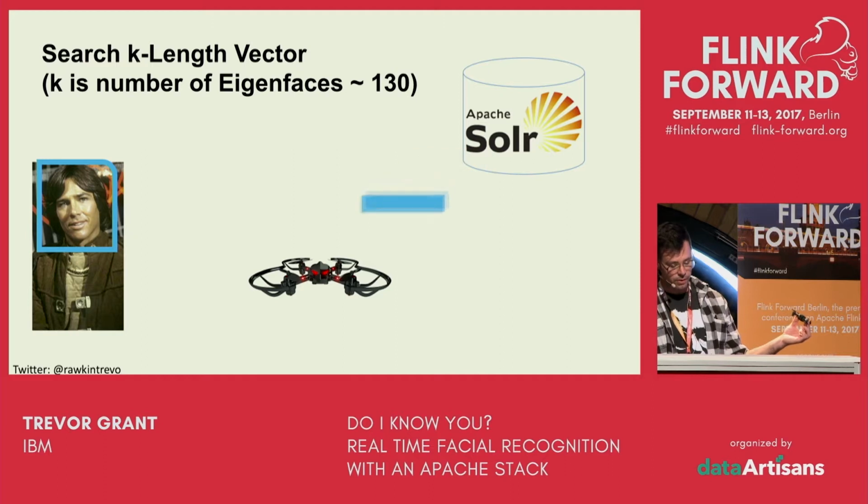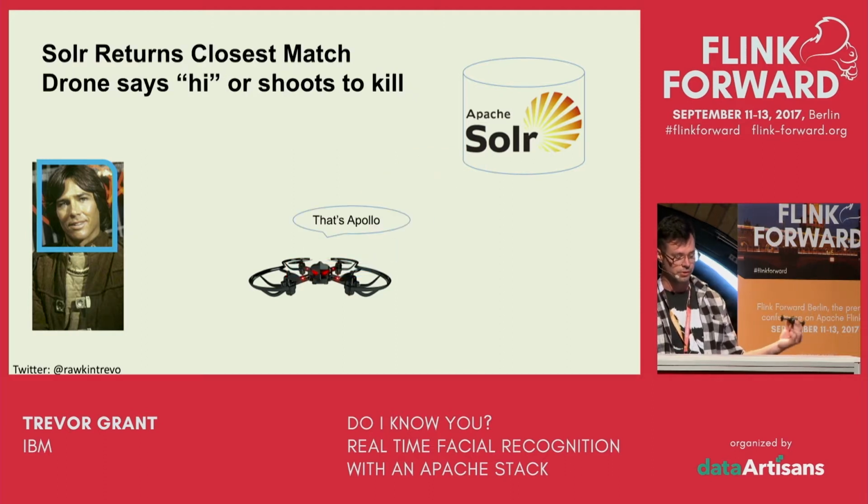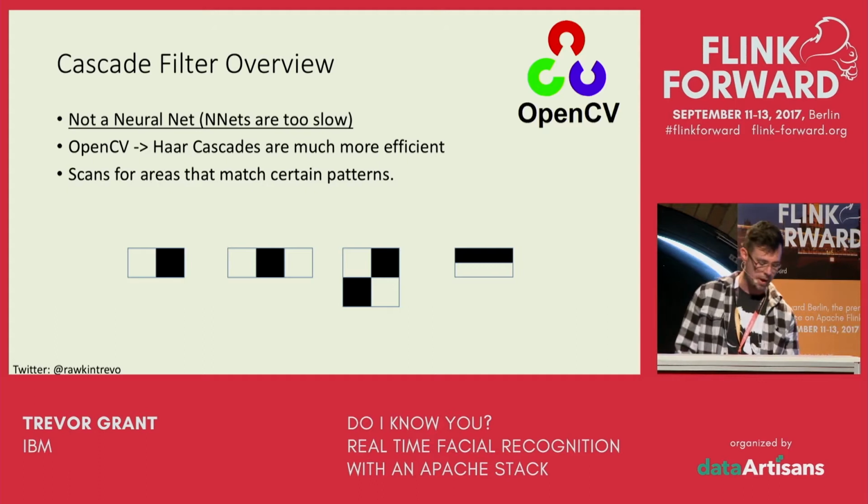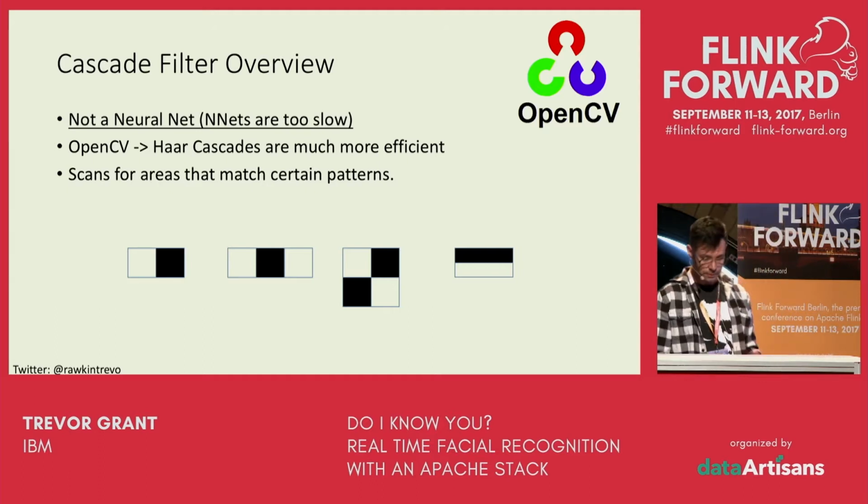Goes to Solr. We search Solr for the appropriate face, whose face is it. It comes back, we recognize the person. That might have seemed like a lot to throw at you really fast, but I wanted to do the overarching view of what it is we're doing here. So first off, let's talk about the cascade filters.